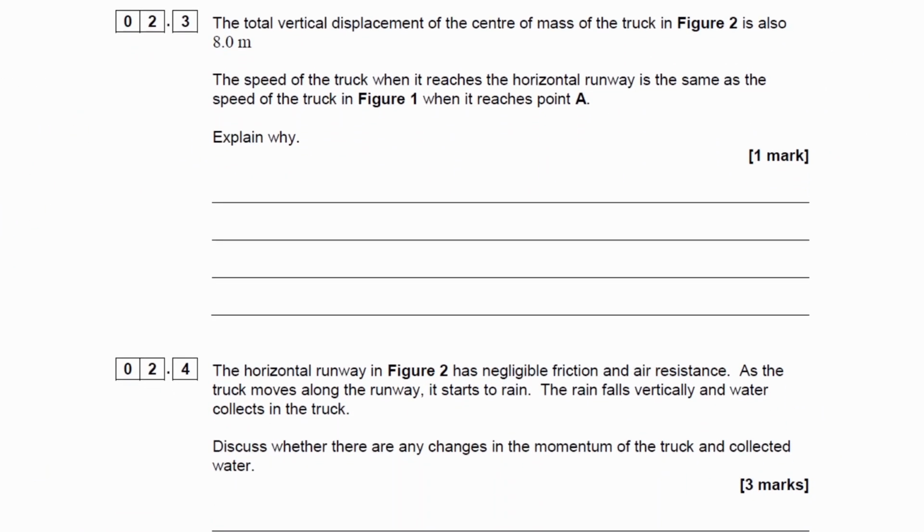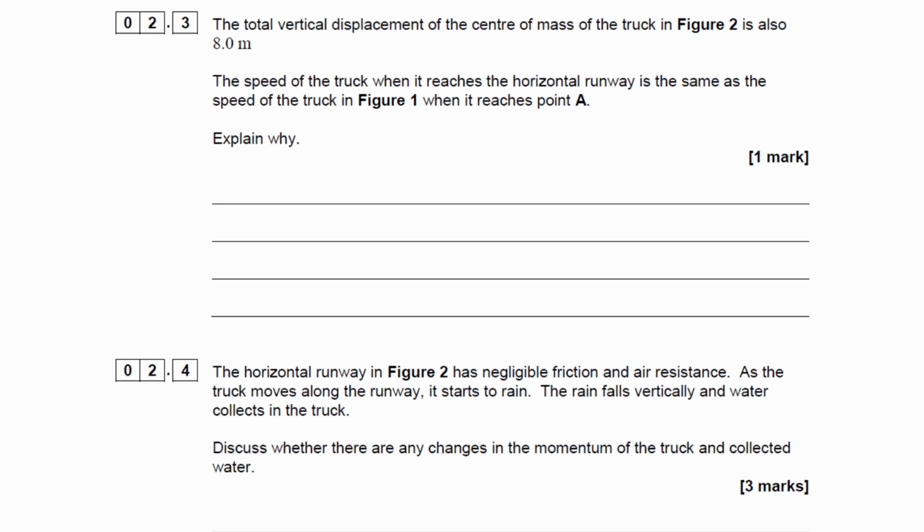Explain why. So, the two objects have fallen the same vertical distance. When you're considering the equation, mgh is equal to a half mv squared, the h represents the height that the object has fallen through. That's the same in both scenarios, therefore we lose the same GPE, gain the same kinetic energy, and therefore the final speed will be the same in both scenarios.